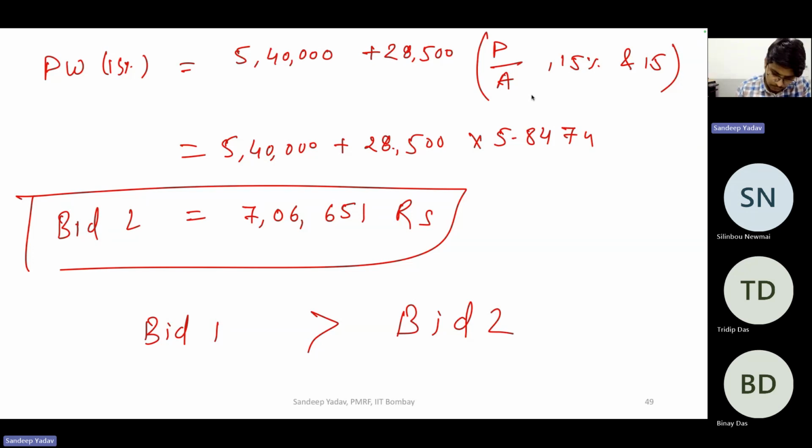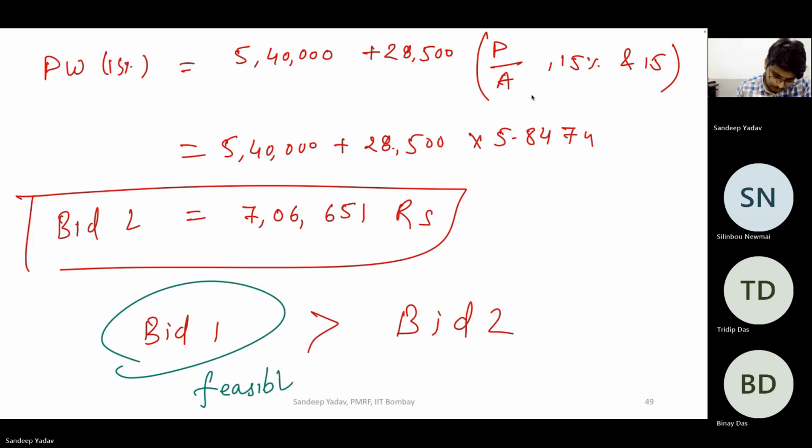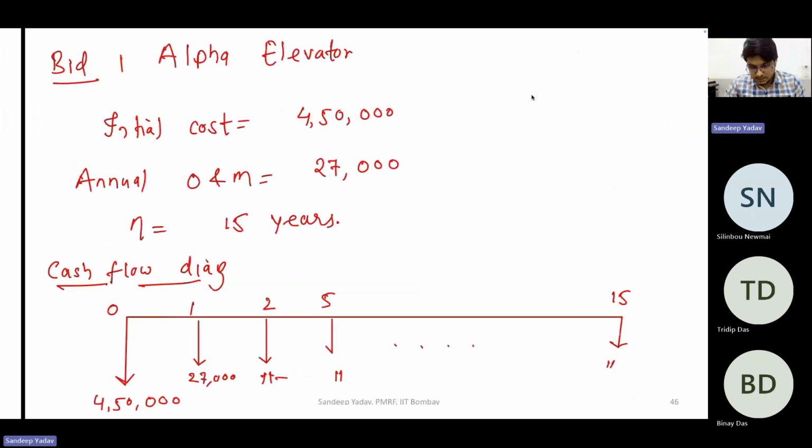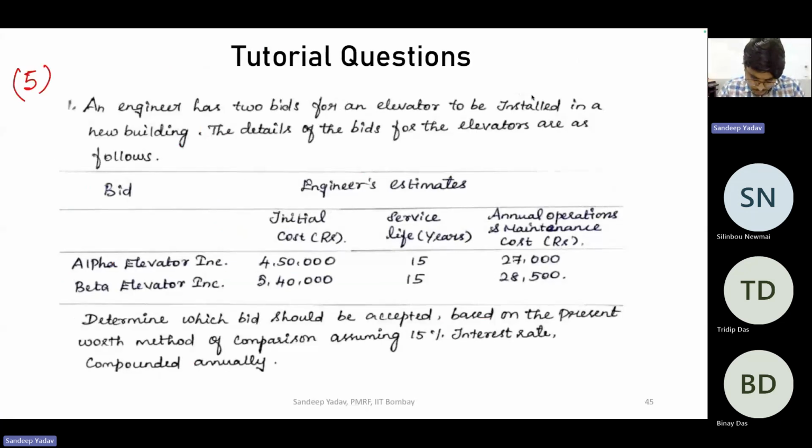So bid 1 will be the most feasible option to choose. But in that case, we can see initially from the question itself that if the interest and the lifetime are the same, then the initial investment of Alpha Elevators is also less, and the annual operation cost is also less.